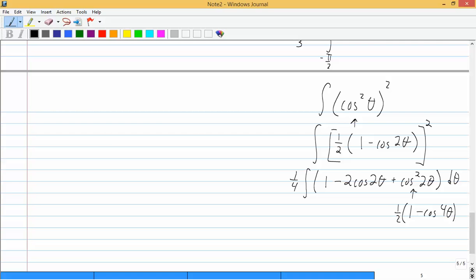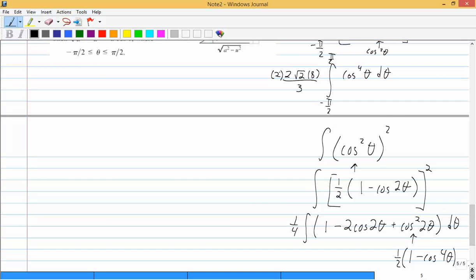Okay. So we already had, for some reason I got rid of this here, that's going to be 4 times 8. It's going to be 32. So that's 32 square roots of 2 over 3.